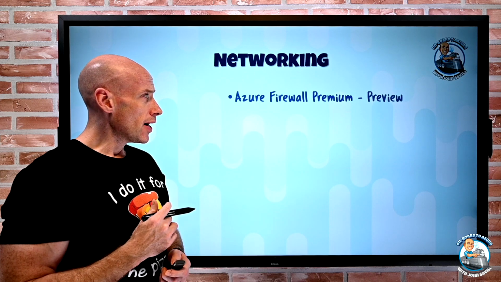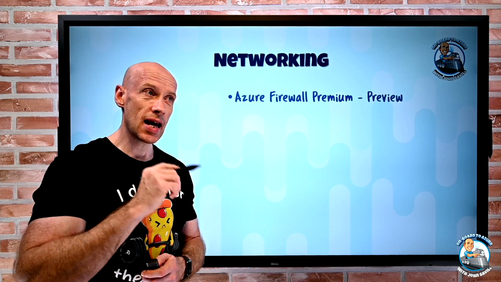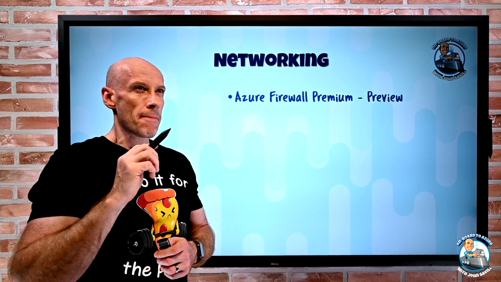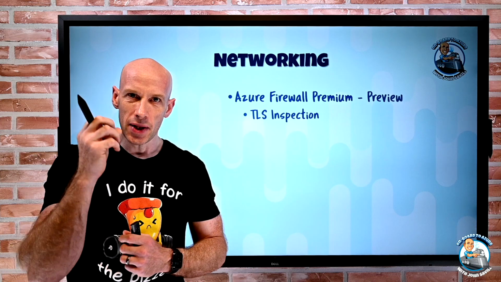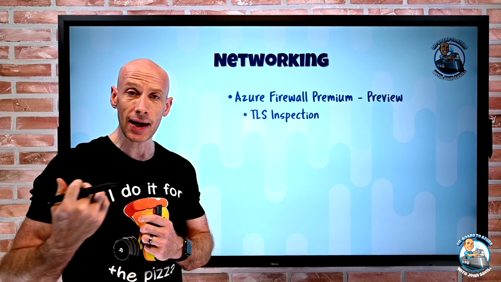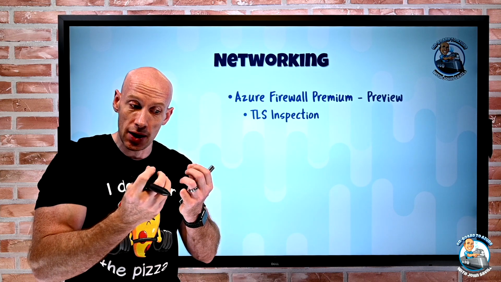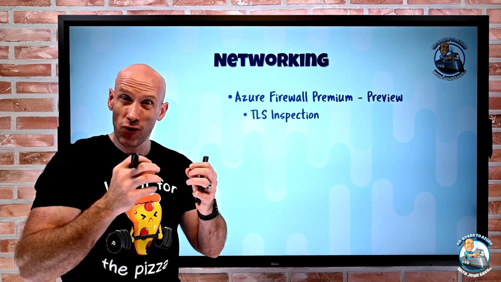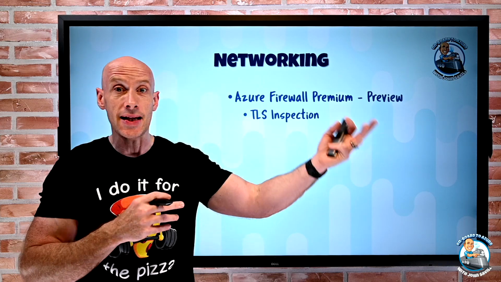On the networking side, Azure Firewall Premium is now in preview. They've added a number of features to this. So TLS inspection. What this will actually do is when I'm sending out my encrypted packet, it will get opened up on the outbound journey, inspected, with various security functions performed against it, then re-encrypted and sent to the destination.